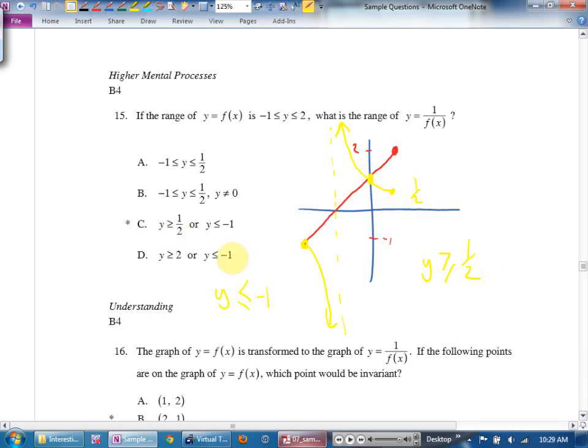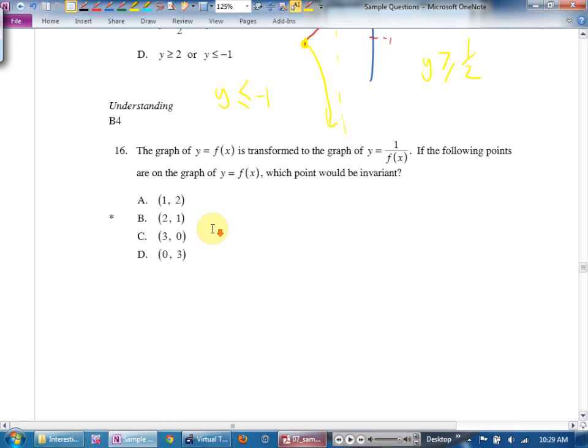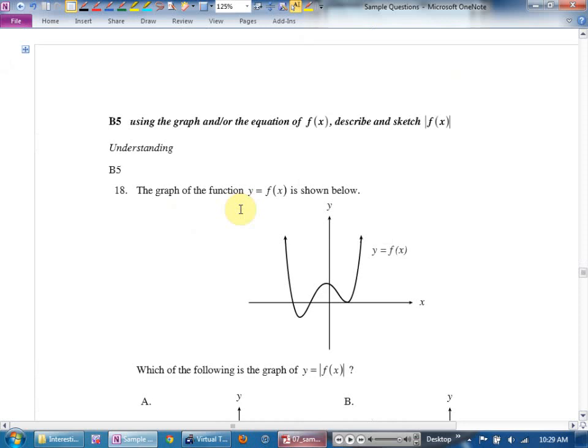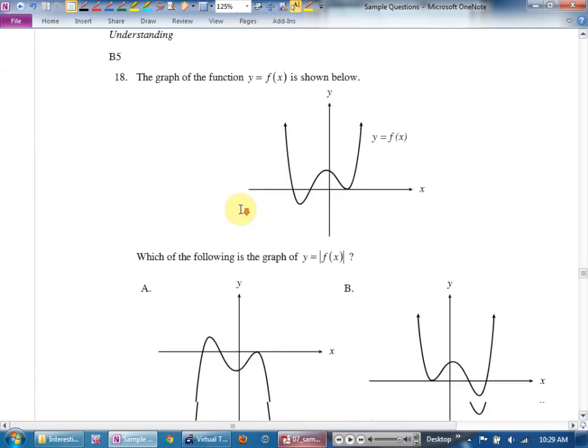Absolute value. Anything that's negative will become positive. The original will stay.